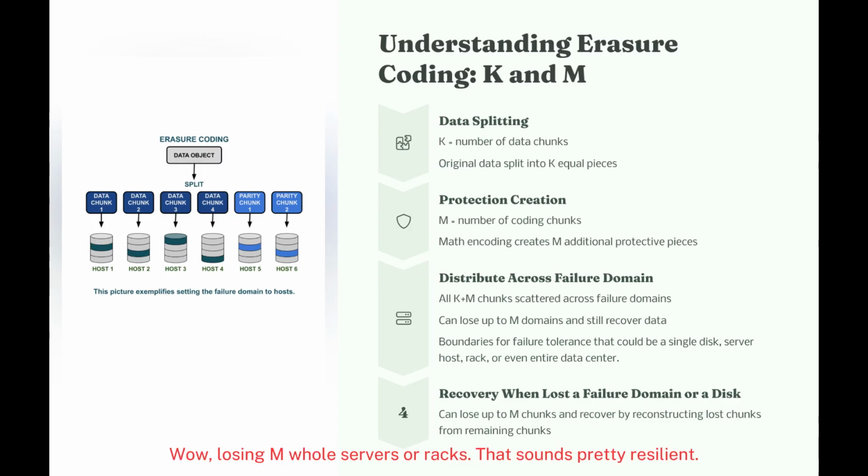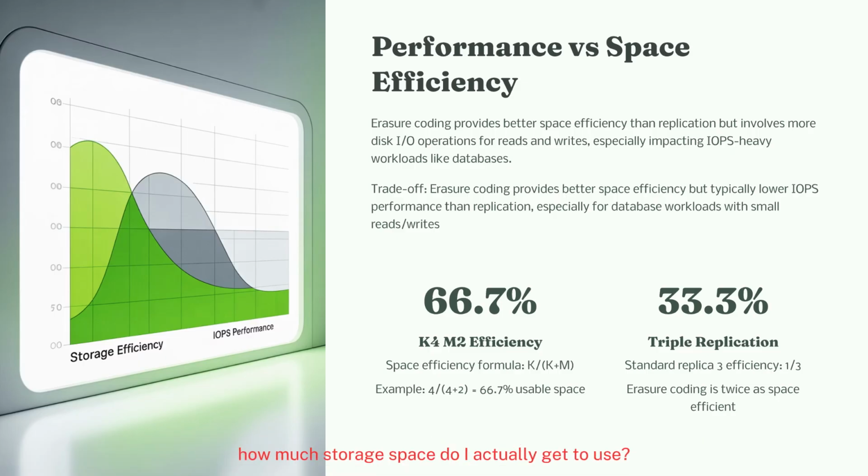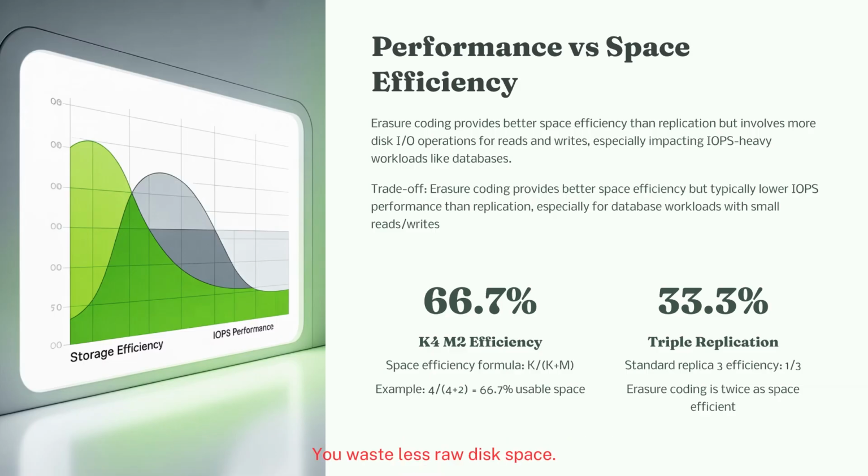That sounds pretty resilient. But there's always a catch, right? What's the impact on performance? And maybe more importantly, how much storage space do I actually get to use? That's the core trade-off, you're right. Compared to just making multiple copies, replication, erasure coding usually gives you much better space efficiency. You waste less raw disk space.